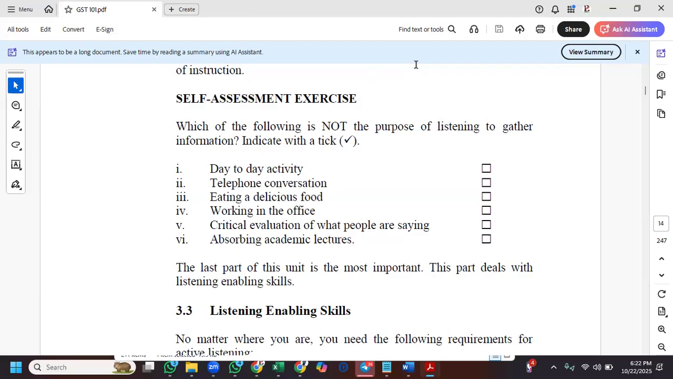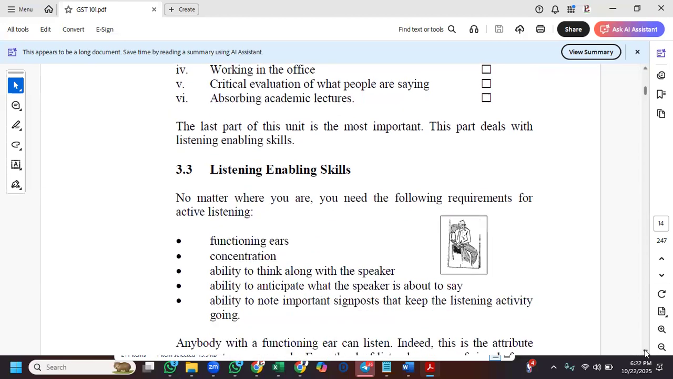Now, working in the office, specific purpose. Okay. Critical evaluation of what people are saying, specific purposes. Okay. And then absorbing academic lectures, that's also specific purpose.